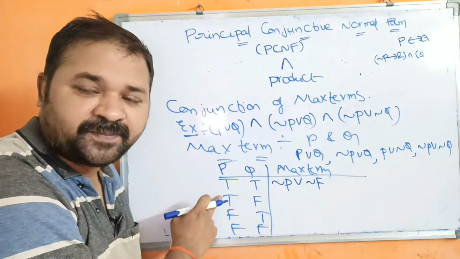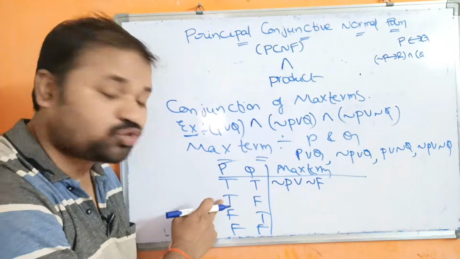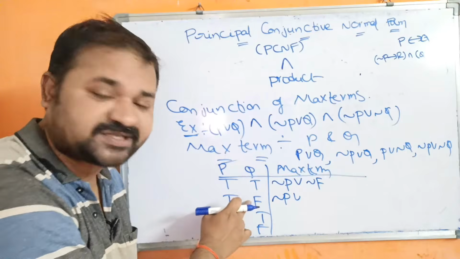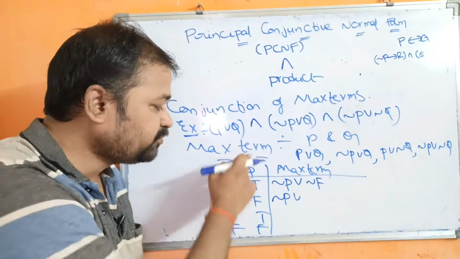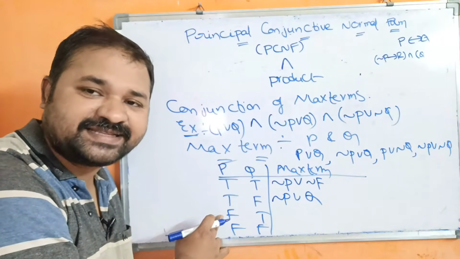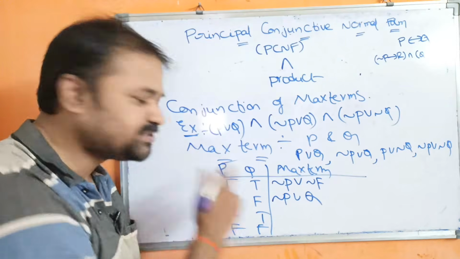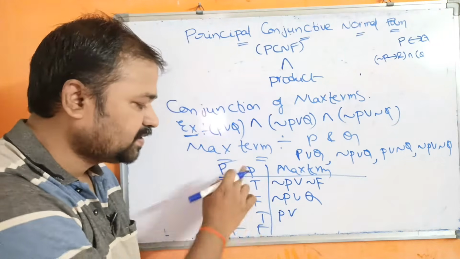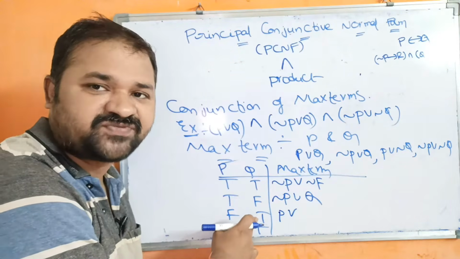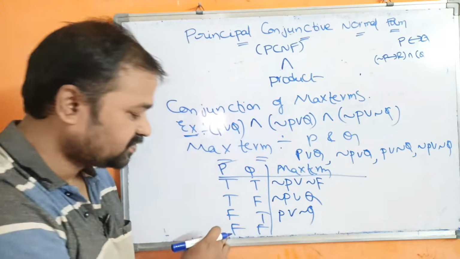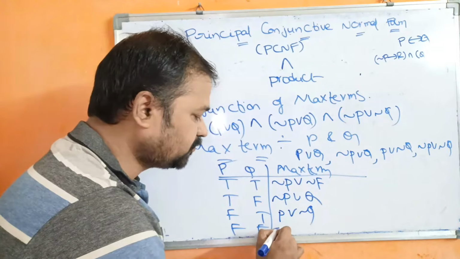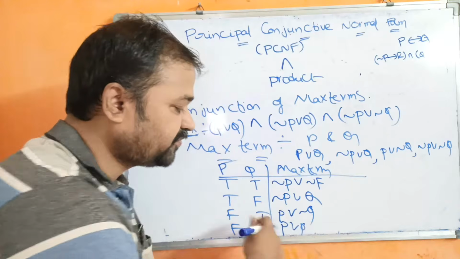Next, here P is true. Max term means we have to take the negation. Negation of true means false. P is false means negation P. Or here Q is false. Negation of false means true. Q is true means Q. Here P is false. Take the negation: negation of false means true. P is true means P. Or Q is true here, take the negation: negation of true means false, so negation Q. Likewise, P is false and Q is false. Take the negation, so P becomes true and Q becomes true. So true means P or Q. Like this we can find the max terms.